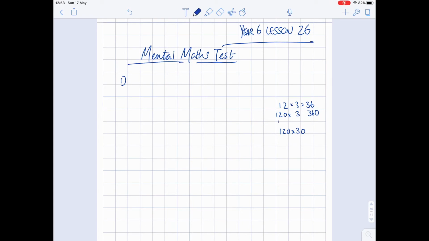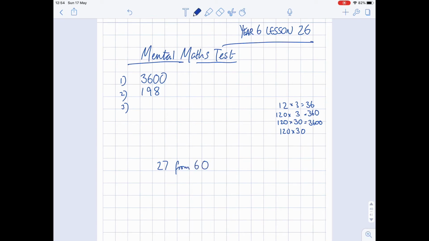And then I need to make my 3 10 times bigger to get to 30. So my answer again becomes 10 times bigger. So my answer is 3,600. Question 2, add together 125 and 73. The answer is 198. Question 3, subtract 27 from 60.